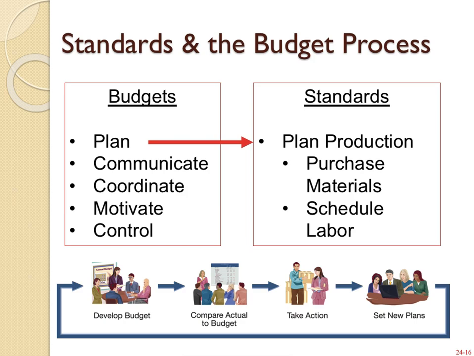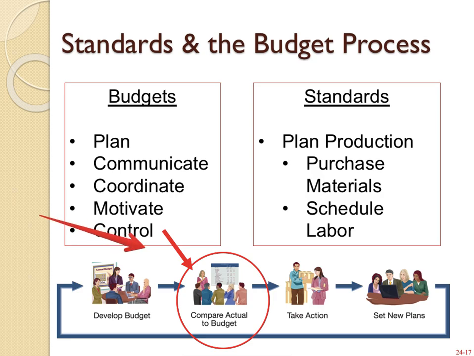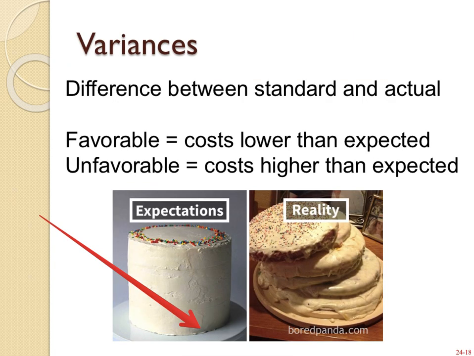So using standard costs helps us plan production. It helps us to know how much materials to purchase, how to schedule our labor so that we know how much time it's going to take to make each thing. So standards are very helpful for the planning process. But in addition, standards are helpful in the control phase. In the control phase, that's where we're comparing actual to budget. Well, when it comes to standards, we do that same thing.